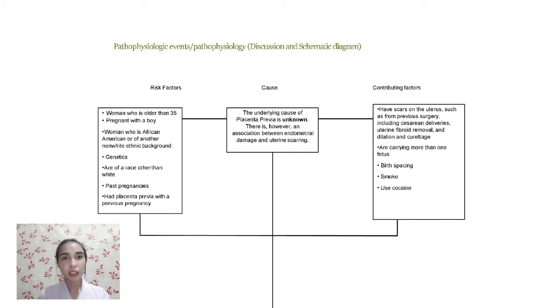Multiple pregnancies are also associated with placenta previa. This is because the large placenta usually encroaches on the lower segment of the uterus. Birth spacing is also associated with a risk of placenta previa. In a study carried out among Norwegian women, it was found that birth spacing of more than 4 years was associated with placenta previa. This could be due to scarring or poor vasculature of the uterus, which is associated with increasing age.